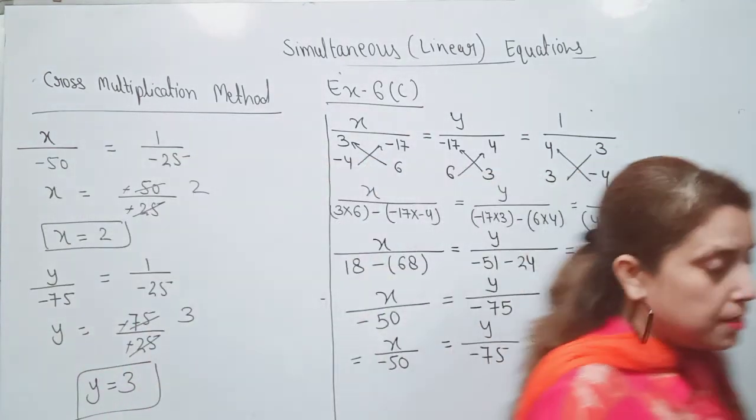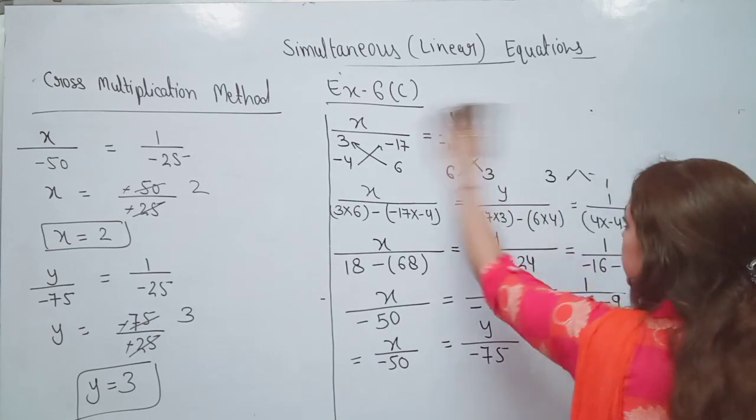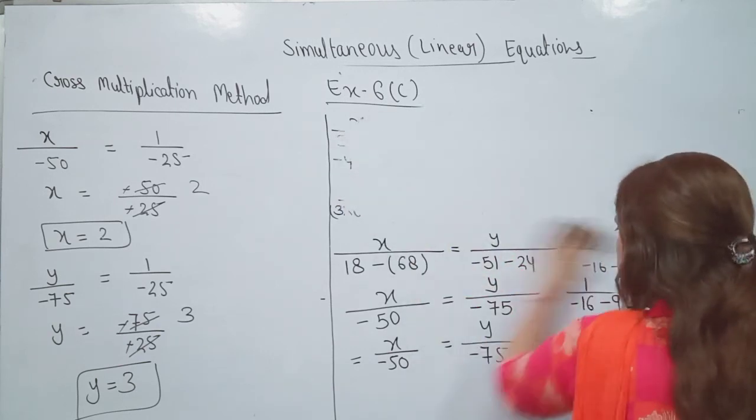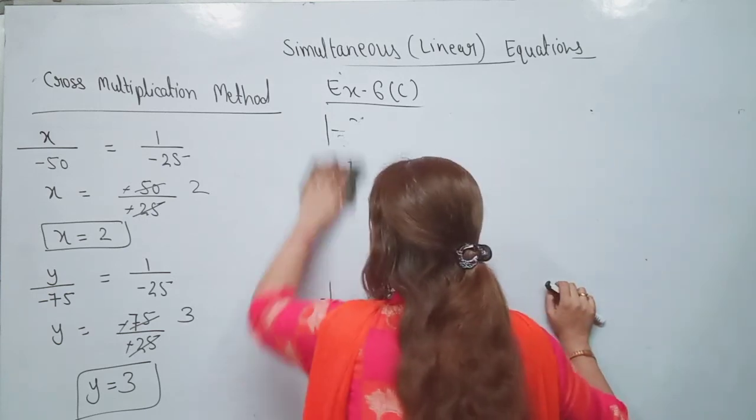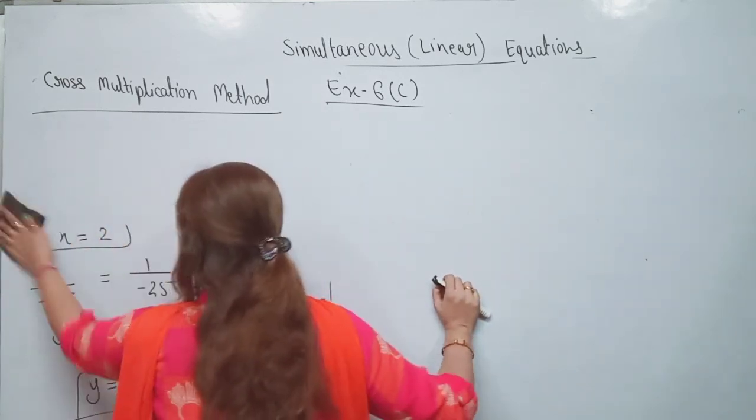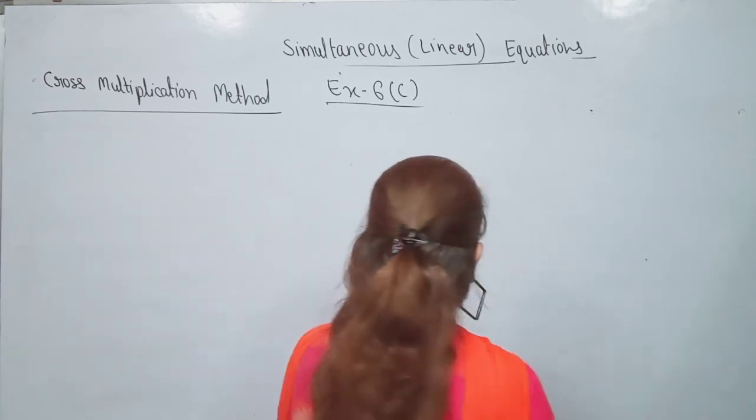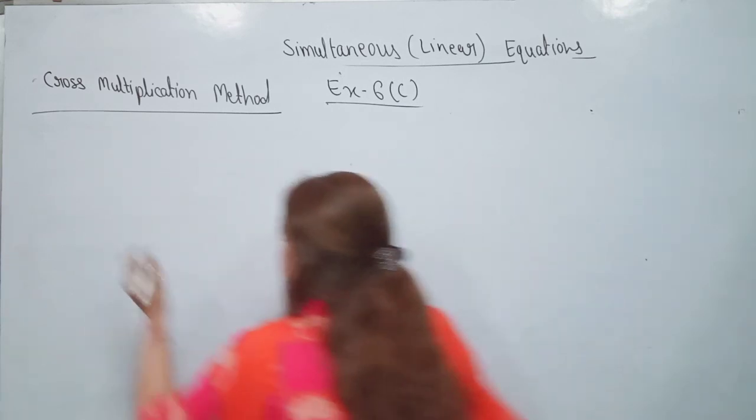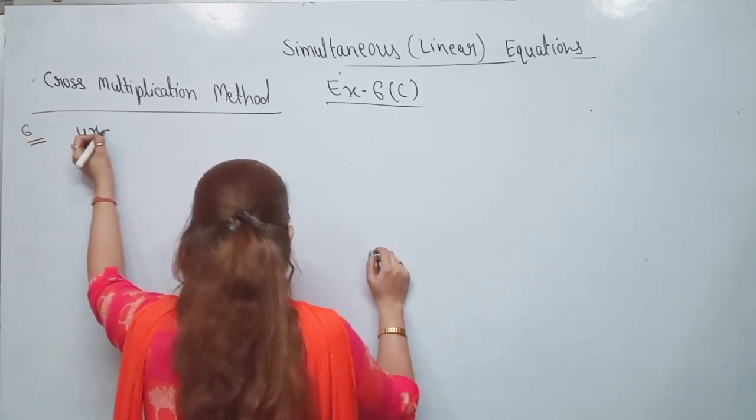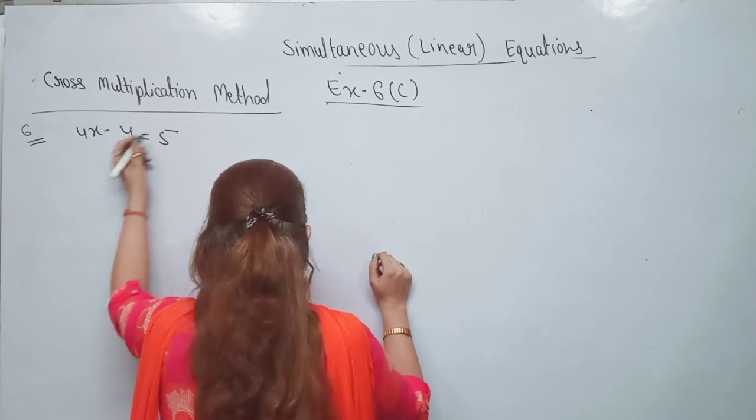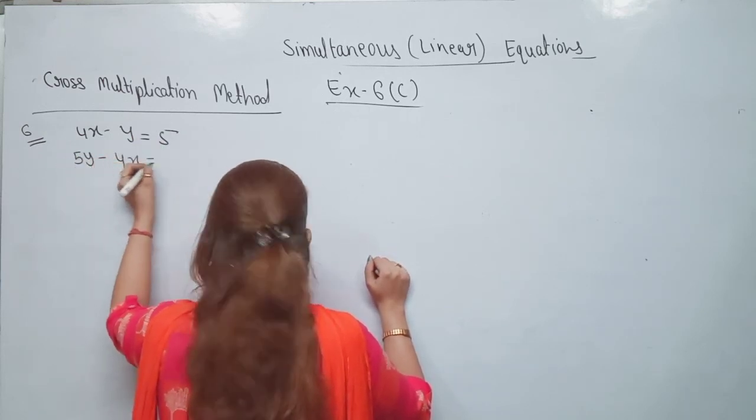Okay beta? Let's do one more question. This is the last question for today. Question number 6. It is given 4x minus y is equal to 5 and 5y minus 4x is equal to 7.